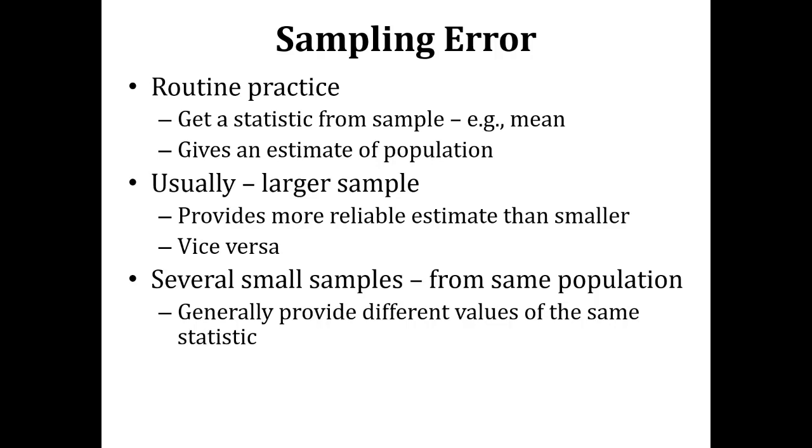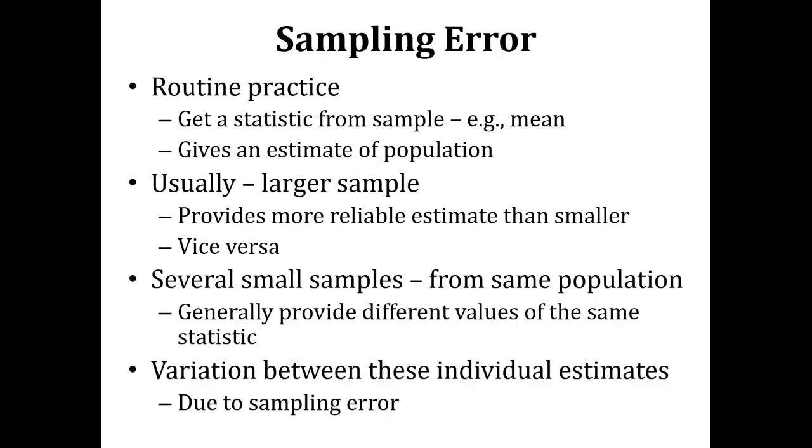And we can understand this concept further by taking several smaller samples from the same population and then taking their mean values, right? So if we have taken several smaller samples from the same population, and when we calculate their mean values, we get to know that their mean values tend to differ from each other. So when we take several small samples from the same population, they generally provide us different values of the same statistic, for example, the mean value. Now, why is that so? Why are they providing us with a different value of mean?